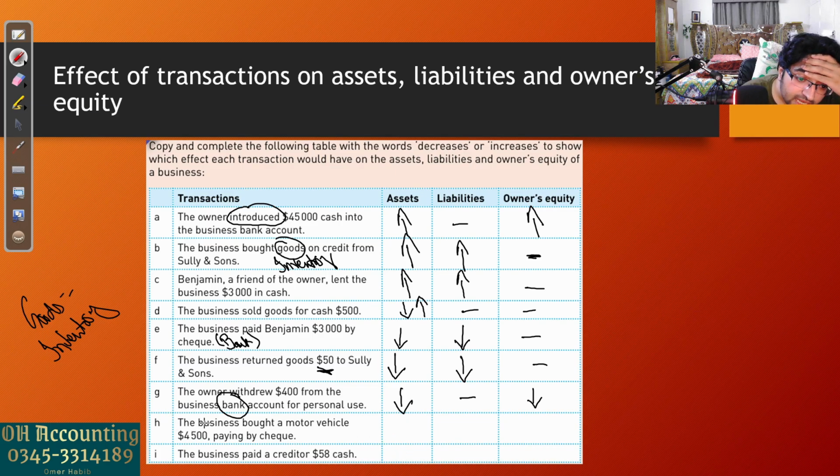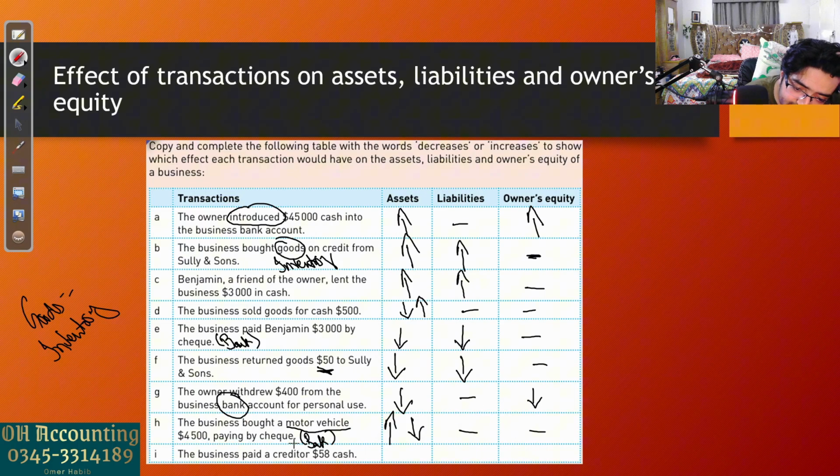Okay, H. The business bought a motor vehicle $4,500 paying by check. Okay, so business is buying an asset. Motor vehicle kya hai? It is an asset. So assets are increasing because motor vehicle is coming into the business. And at the same time, you're paying by check, which is payment through bank. So your assets are also decreasing. No impact on liabilities, no impact on owner's equity.